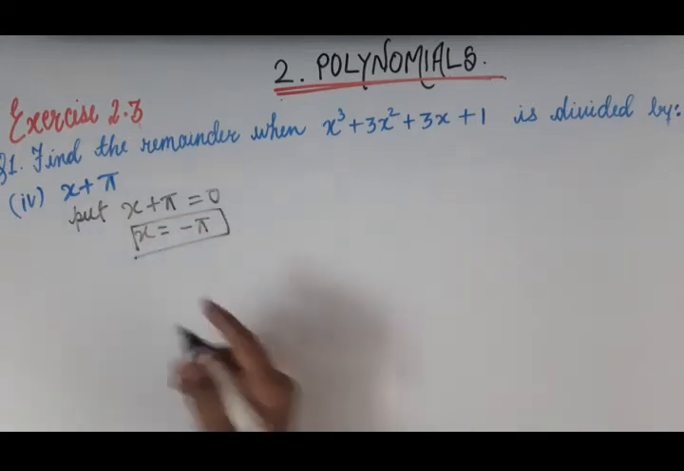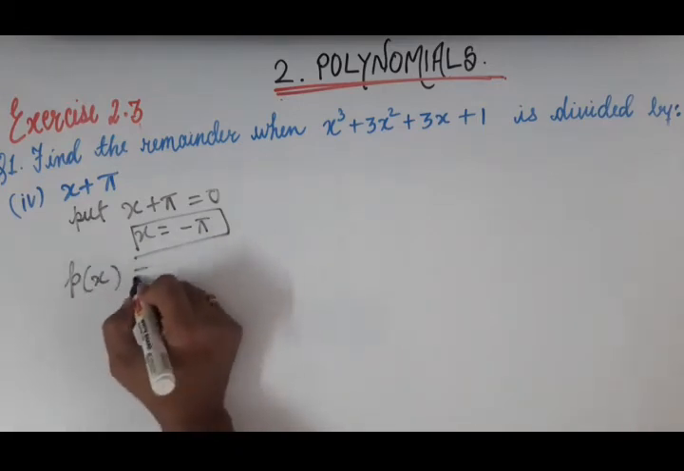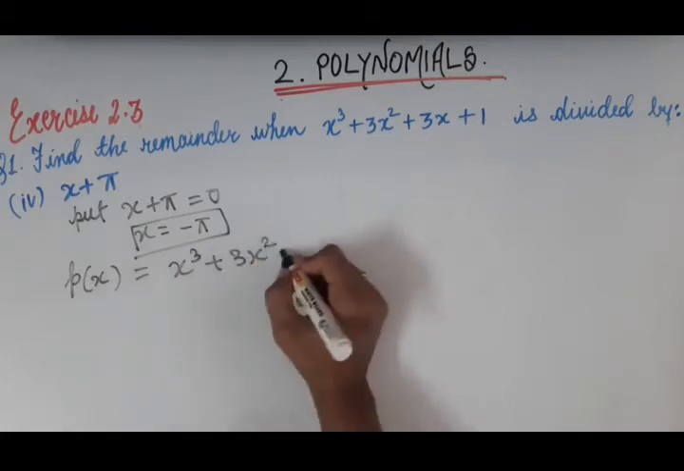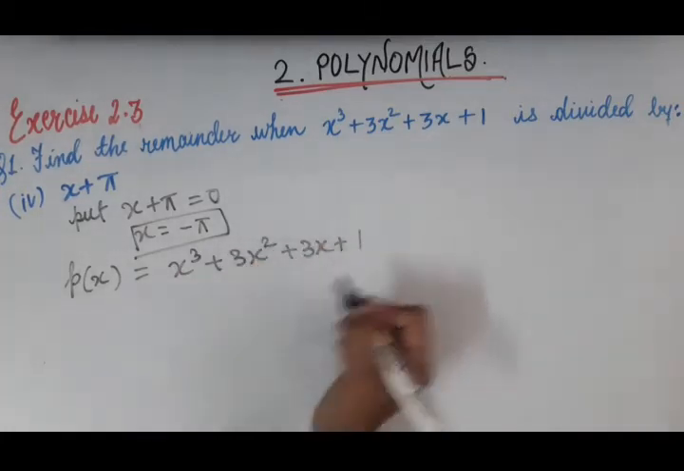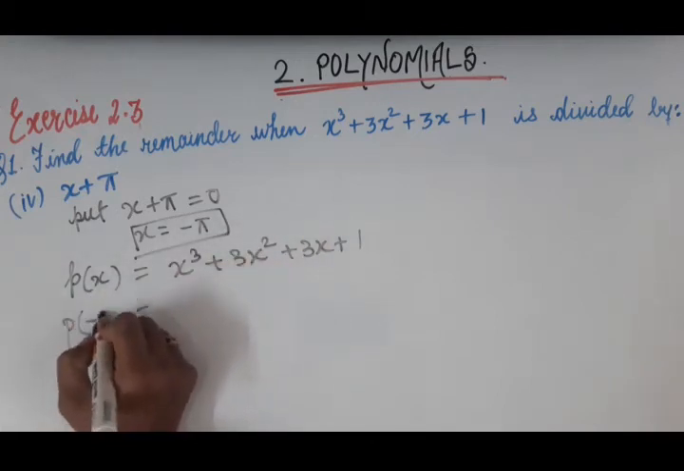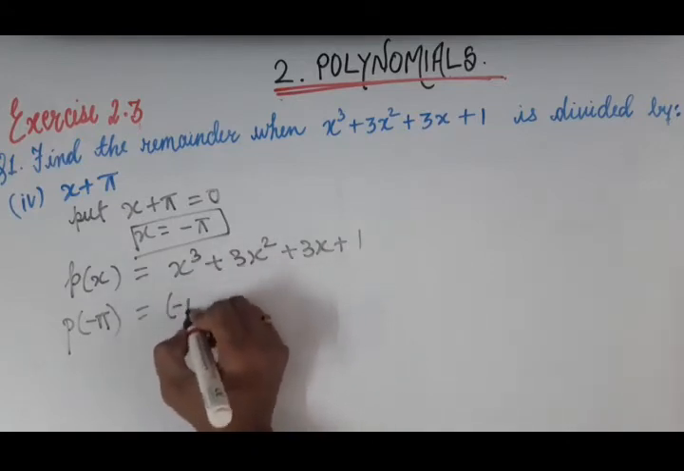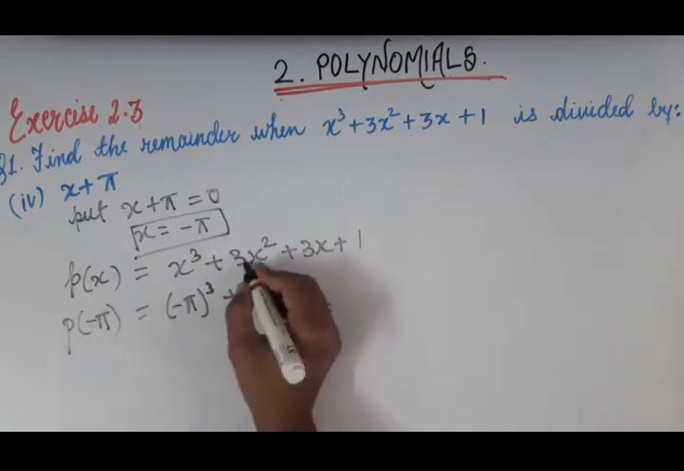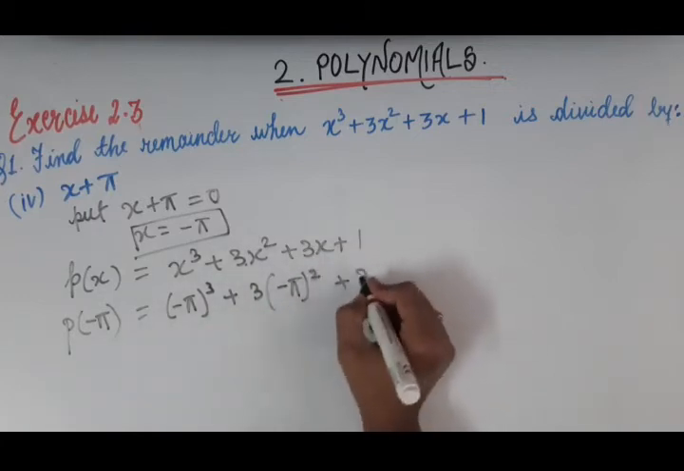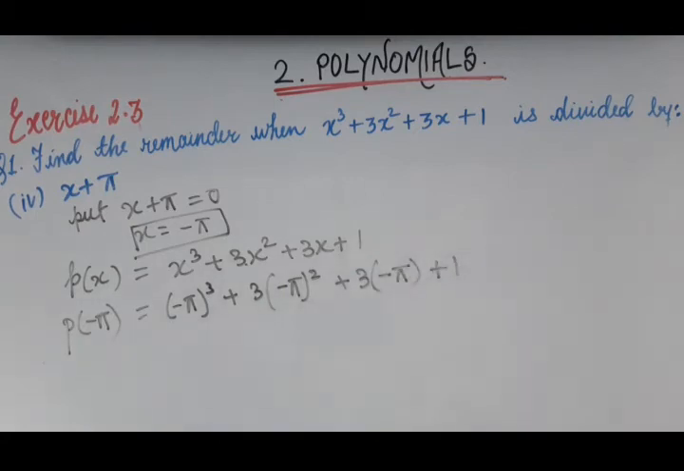Now to find the remainder, we have to put that zero in the dividend. What is your dividend? P of x. What is P of x? x cube plus 3x square plus 3x plus 1. Now replace the value of x with minus pi. So you will get P of minus pi. P of minus pi, x cube, minus pi cube, plus 3 into x square, minus pi square, plus 3 into x. So that will be 3 into minus pi, and that plus 1 as it is.